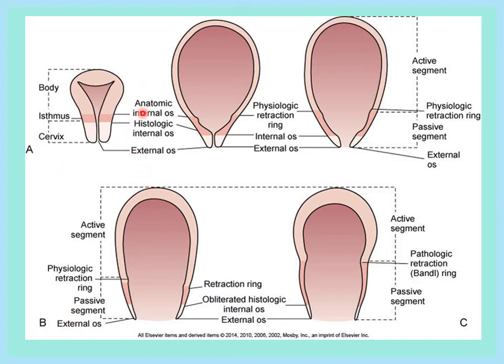In A, you can see a normal uterus. You can see as the uterus stretches and begins to grow. You see the active segment of the uterus, the physiologic retraction ring, and the passive segment, along with the external os. In this section, you see how this begins to thicken, and as it thickens, there's less capacity in here to accommodate the fetus. The muscle then begins to push the baby down into the lower segments of the uterus, and so it can come out through the vagina.